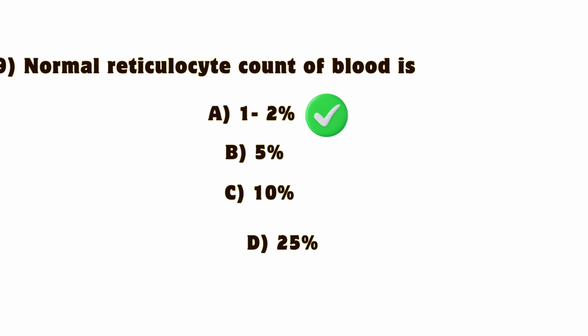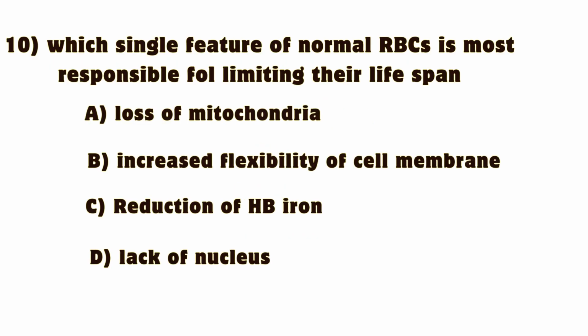Next question is, which single feature of normal RBCs is most responsible for limiting their lifespan? Options are option A, loss of mitochondria, option B, increased flexibility of cell membrane, option C, reduction of Hb ion, option D, lack of nucleus. In this question, the right answer is option D, lack of nucleus.